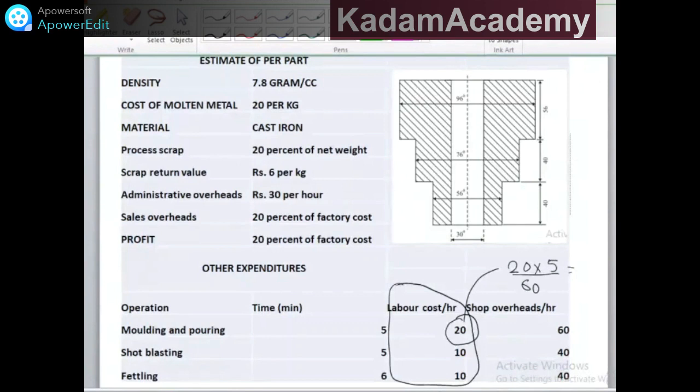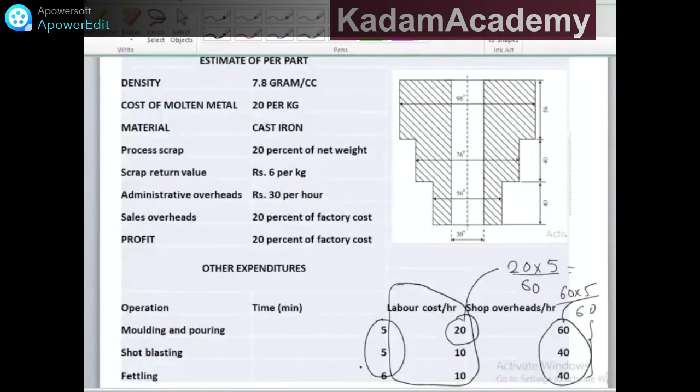Similarly, you will be doing it for the shop overhead also. So shop overhead will become 60 into machining time divided by 60. For all the three activities, add them and tell me what is the total labor cost and total shop overhead cost. 326, sir. That is the labor cost. Yes, sir. And total shop overhead. 11.666. Okay, okay.